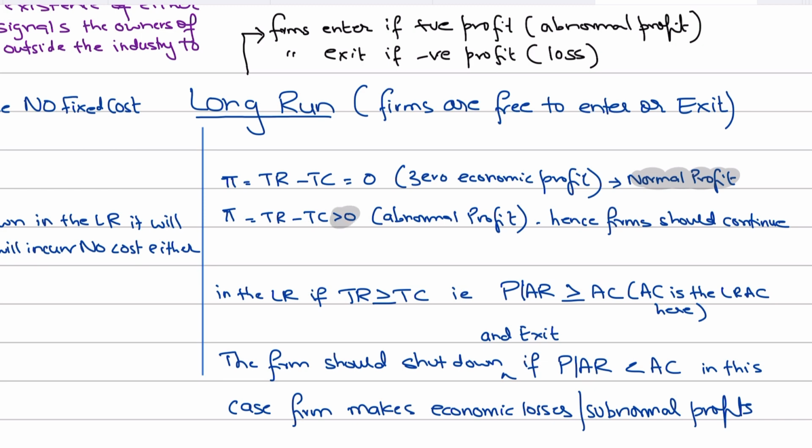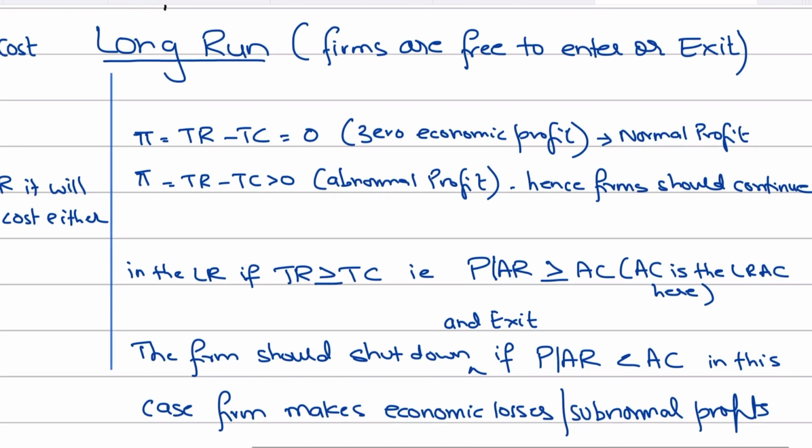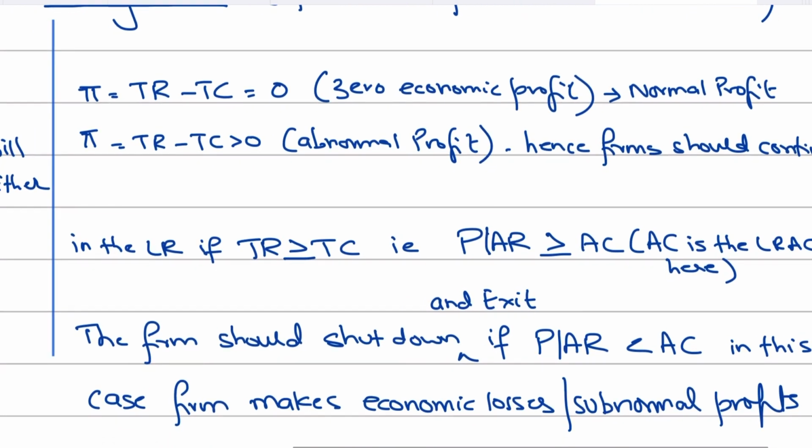प्रॉफिट इज ग्रेटर देन जीरो मीन्स एबनॉर्मल प्रॉफिट हो रहा होगा, डेफिनेटली सुपर नॉर्मल प्रॉफिट्स हो रहे होंगे, फर्म शुड कंटिन्यू. सो नॉर्मल प्रॉफिट हो रहा है या एबनॉर्मल प्रॉफिट हो रहा है, फर्म शुड कंटिन्यू, राइट? सो नॉर्मल प्रॉफिट और एबनॉर्मल प्रॉफिट का मतलब क्या होता है? अगर नॉर्मल प्रॉफिट हो रहा हो या एबनॉर्मल प्रॉफिट हो रहा हो, सो इस केस में फर्म्स को कंटिन्यू करना चाहिए.